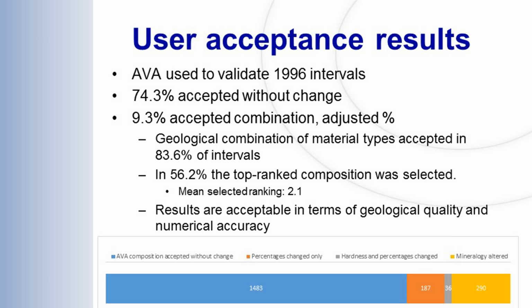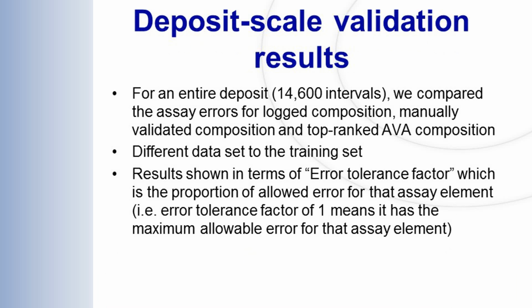We performed some more validation to evaluate the accuracy in terms of the assays. So we validated the entire deposit. This deposit was in a different area to the training data that we got the people to validate initially, so there might have been some slightly different geology. The results here are shown in terms of the assay error tolerance factor, which I've mentioned before.